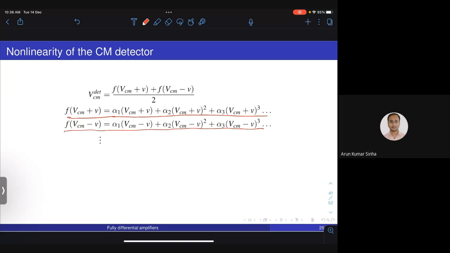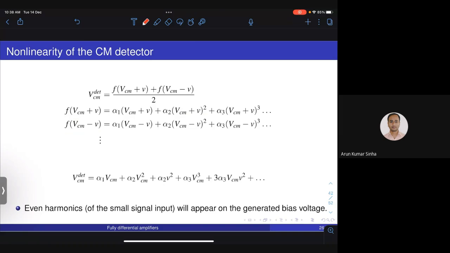Now, when you take the average of these two signals, you can basically plug this into the expression for the VCM detector output and simplify. So what will happen is, you will get alpha 1 times VCM. This 2 will get cancelled. You can expand this square term. You will get alpha 2 times VCM squared, which will appear here, and alpha 2 times V squared, which will appear here. There is a term VCM into V, but that will have a positive sign here and a negative sign in the second expression, so that will get cancelled.